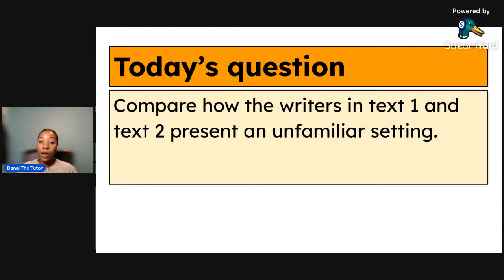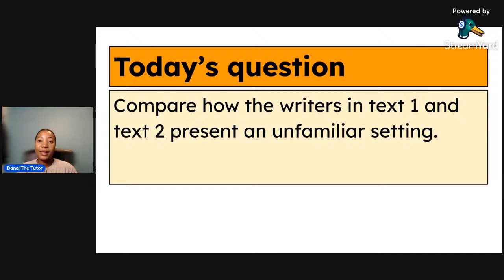So today's question is compare how the writers in text 1 and text 2 present an unfamiliar setting. So if you did the descriptive writing webinar, one of these texts is going to be familiar to you. I've used this text before in the webinars, but obviously today we're using it for comparison. It's the Jane Eyre, The Red Room. So one of the texts we've looked at before.